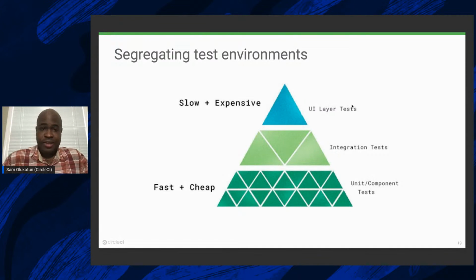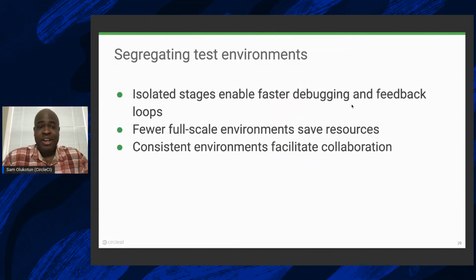Segregating your test environment means that with these isolated stages, you can enable your teams to get faster debugging and faster feedback loops. The fact that you're segregating these tests and only running them when they're necessary means you need to maintain fewer full-scale environments, thereby saving you resources.